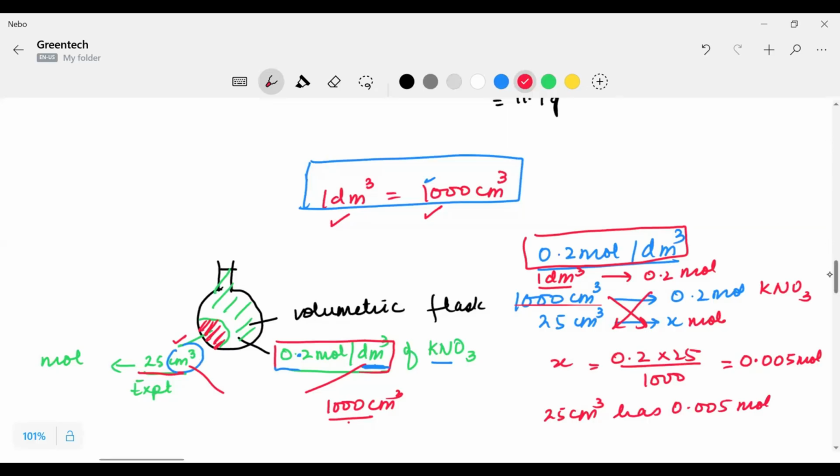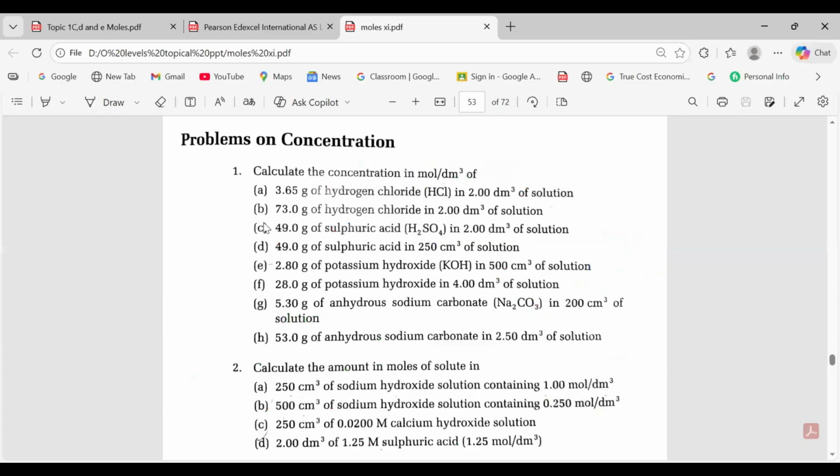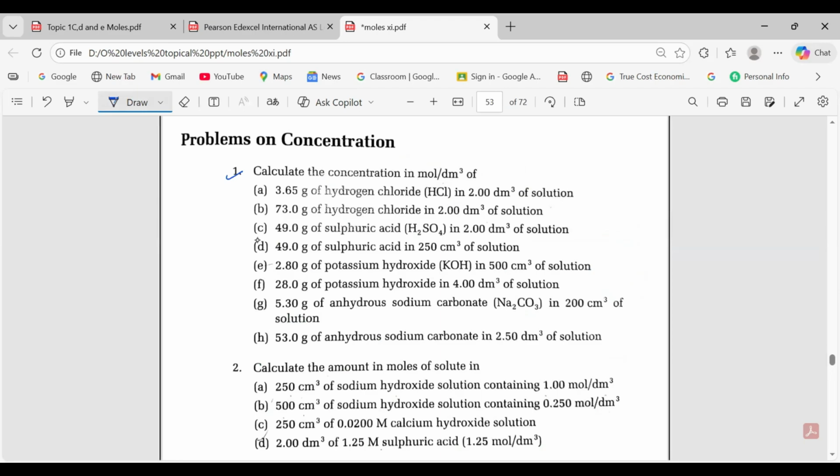Now again, let's do some exercise. I have an exercise in front of me. Is it there in front of you, everyone? Yes. Okay. Now this is a question. I'll be giving you this worksheet where they're asking you to convert the grams. Okay, these many grams are in 2000.